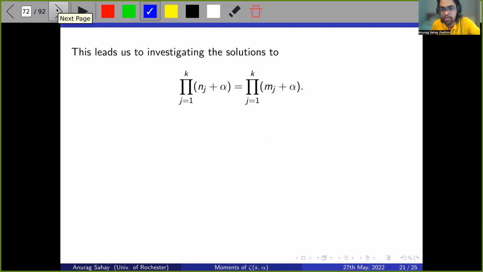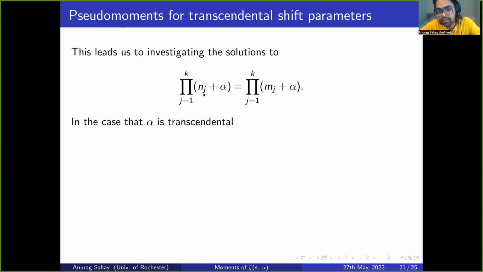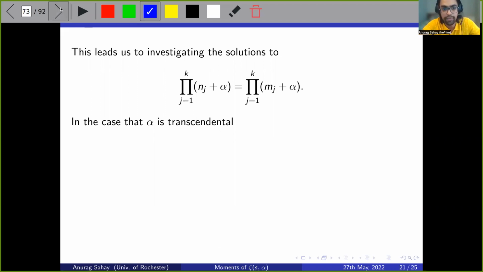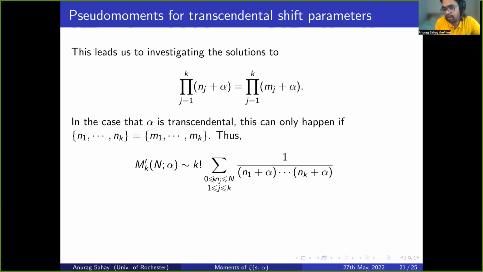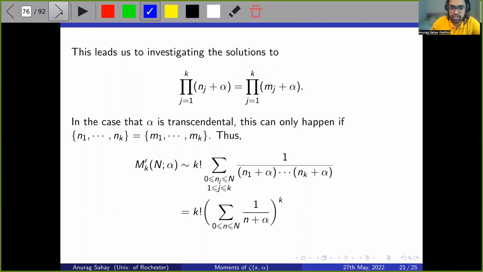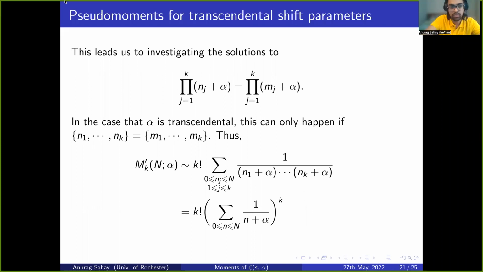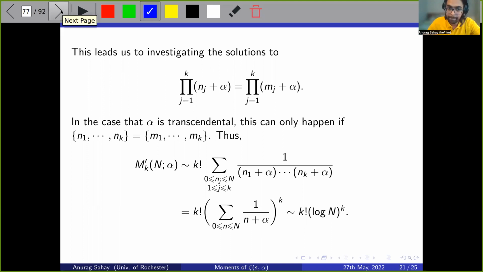If you're investigating the solutions to this, you need to know something about the degree of alpha. So if alpha is transcendental, the only way this equality can happen is if the nj's and the mj's are exactly the same up to permutation. Right, because otherwise it would be an algebraic relationship involving alpha. So when you write that down, this sum just becomes essentially, the mj's are given by some permutation of the nj. So it's essentially k factorial times this sum. And this sum is just log n to the k, so it's k factorial times log n to the k.